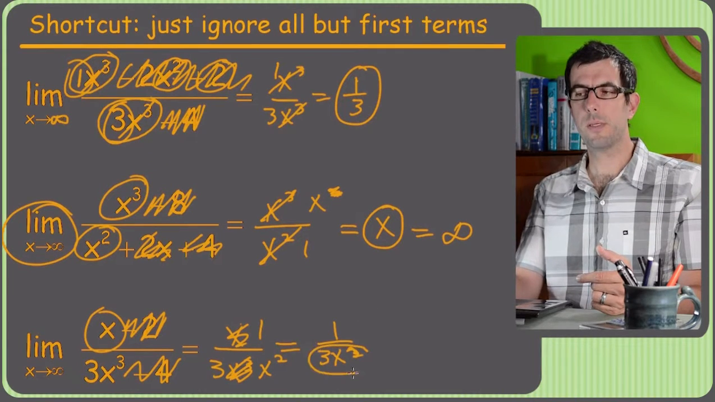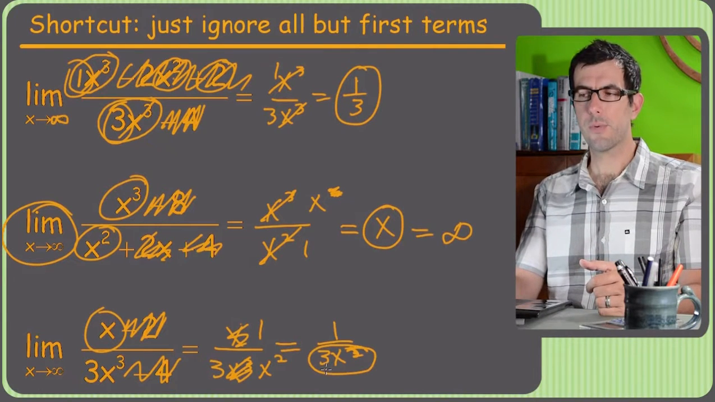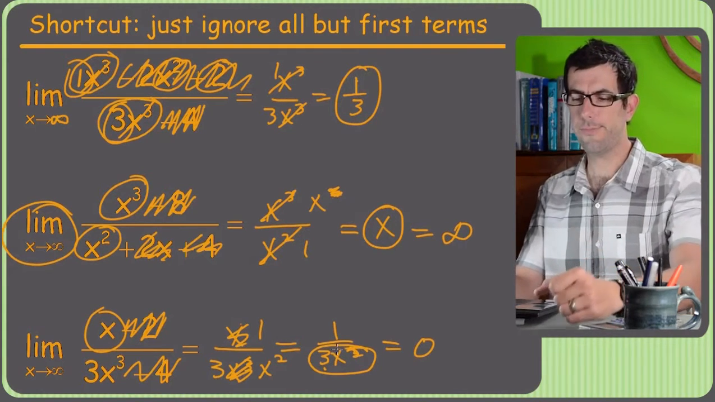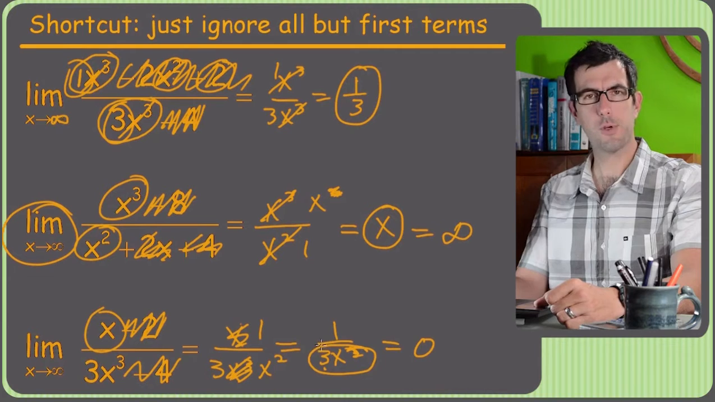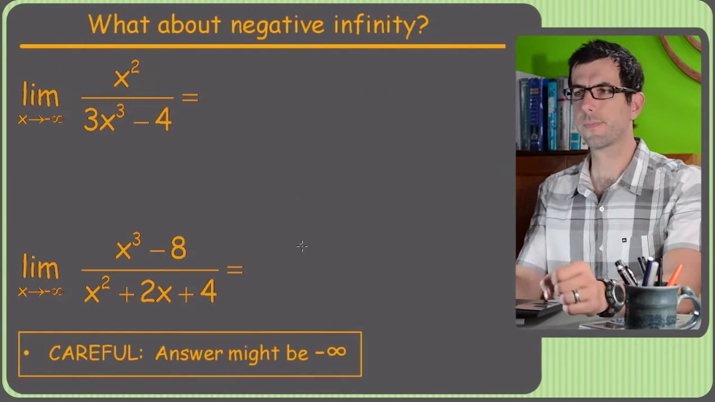Well, we've got an enormous growing without bound type denominator. There's a 3 in front of it, but that just makes the situation worse. This is approaching 0. 1 over a bajillion is 0. So our shortcut: cross out everything except the biggest power upstairs and downstairs.